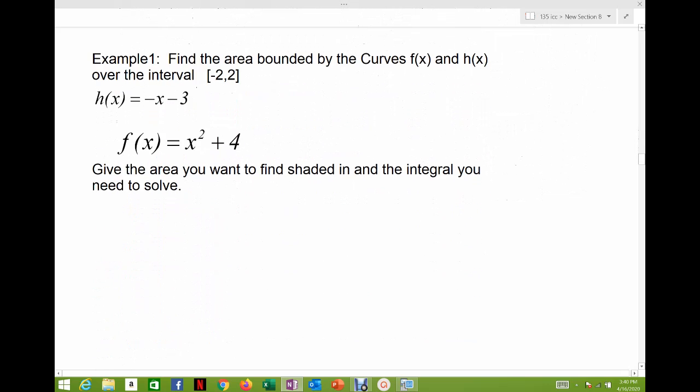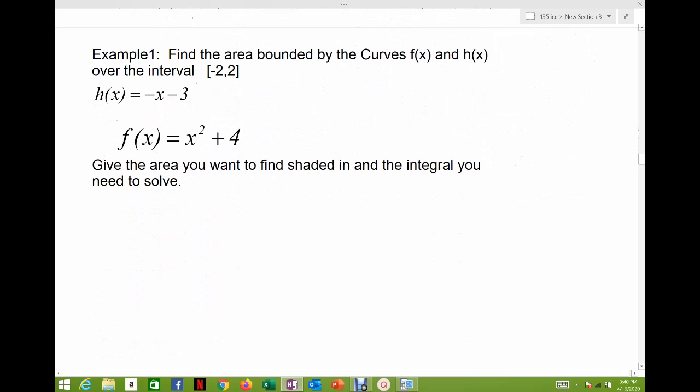Alright, so walking through an example where you'll actually see it with numbers. We've got two functions, f of x and h of x, over the interval negative 2 to 2. So there's my a and my b. H of x is the function negative 3 minus 3, so it's a line.